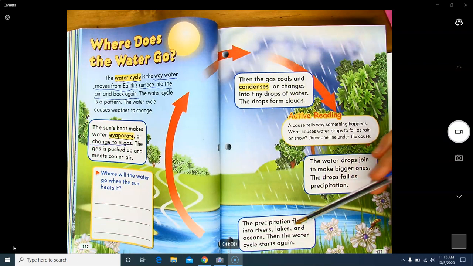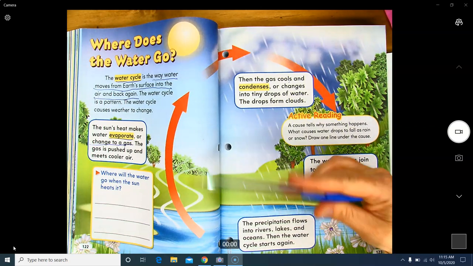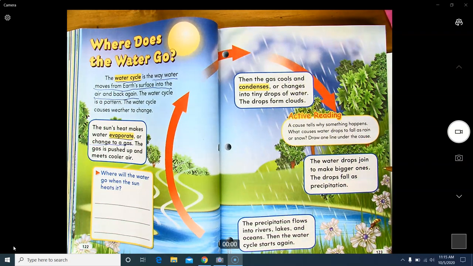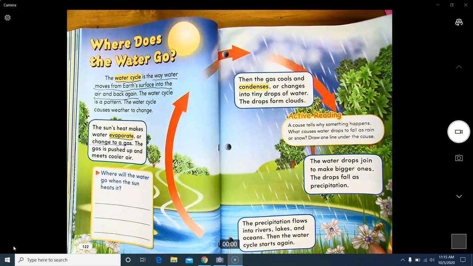And then the precipitation flows into rivers, lakes, and oceans. Then the water cycle starts again. Okay, so it rains and it goes back into the rivers, lakes, and oceans. And then it starts all over again. Okay.